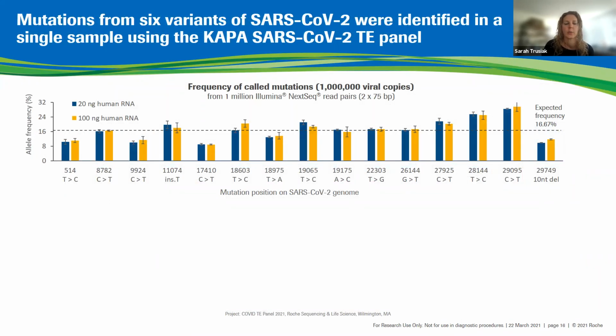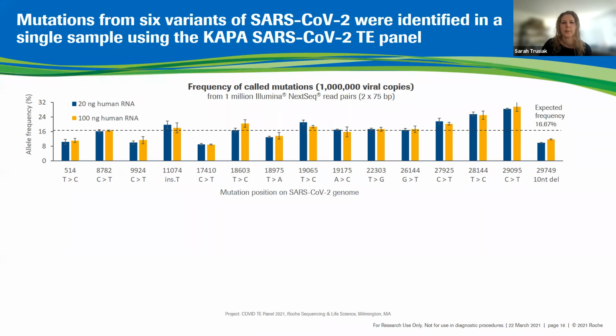So as I mentioned, within all of our viral copy titration samples, we had 6 different variants of the genome present within the single sample. And we were able to identify mutations from all 6 of those variants within a single sample using our panel. In the bar graph here, the 20 nanogram sample replicates are shown in blue and the 100 nanogram in yellow. And we're able to detect both mutations, an insertion and a deletion found within the different SARS-CoV-2 variants at near their expected frequency based on the manual mixture, which is 16.67%. And we were able to detect this in all of the replicates.